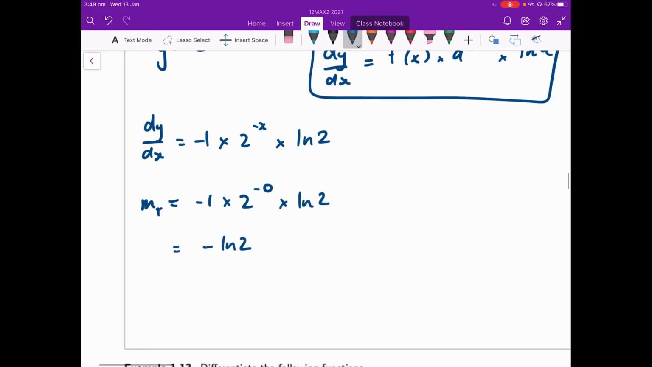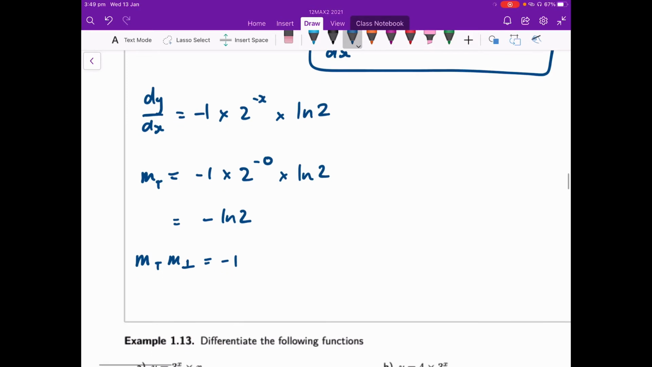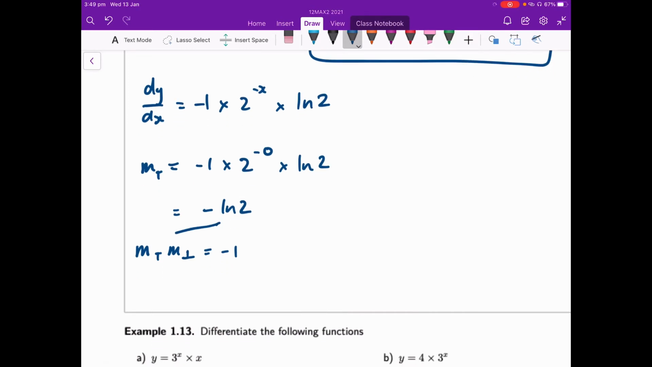So this would be -1 times 1 times ln 2. Now, the gradient of the tangent multiplied by the gradient of the normal must equal -1. So subbing that in, I get -ln 2 times the gradient of the normal is equal to -1. Therefore, the gradient of the normal will be positive 1 over ln 2.